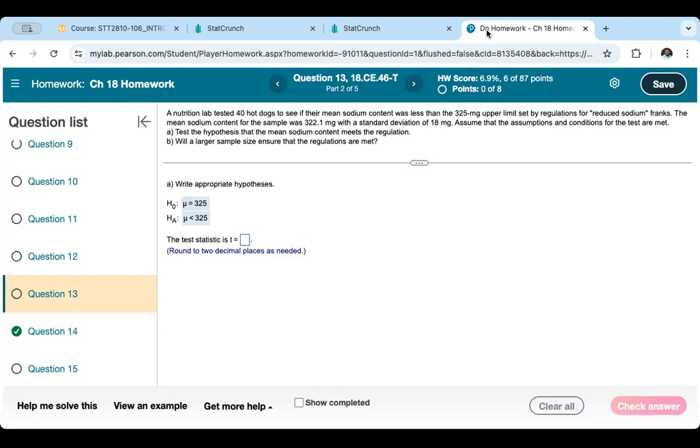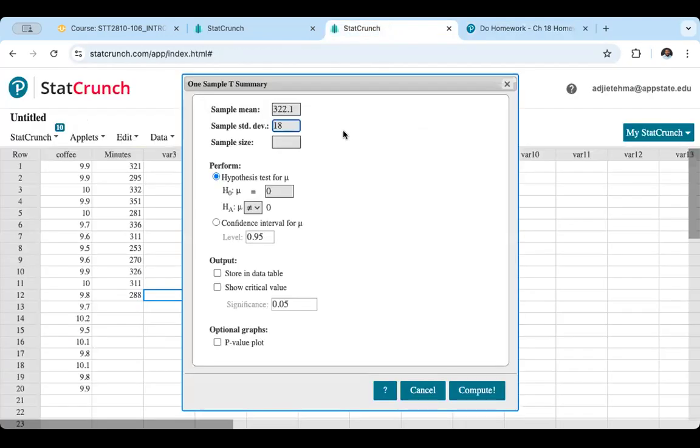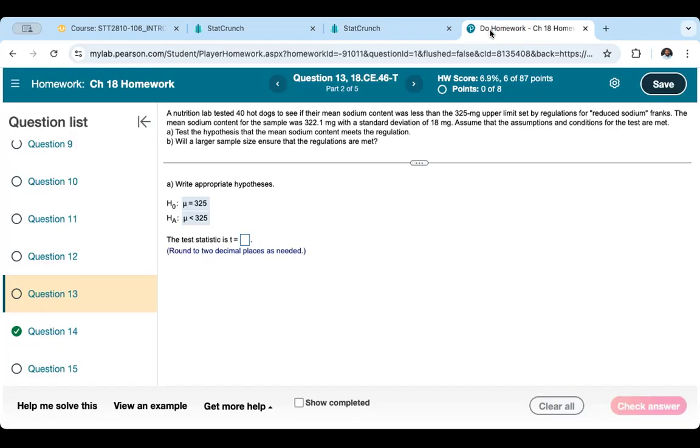Why is it 40 and not any other number? Yes, because you can see that it tested 40 hot dogs. Is that okay? So we put in 40 here. Now we need to input these things here correctly.